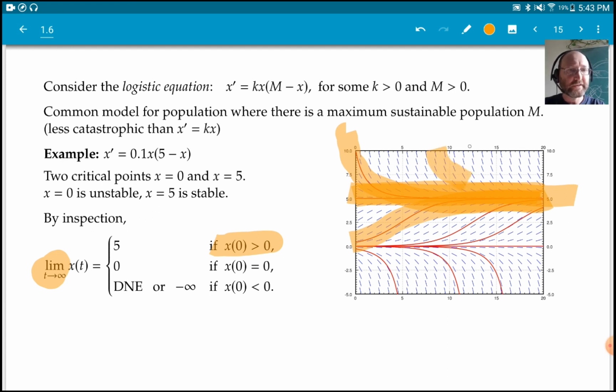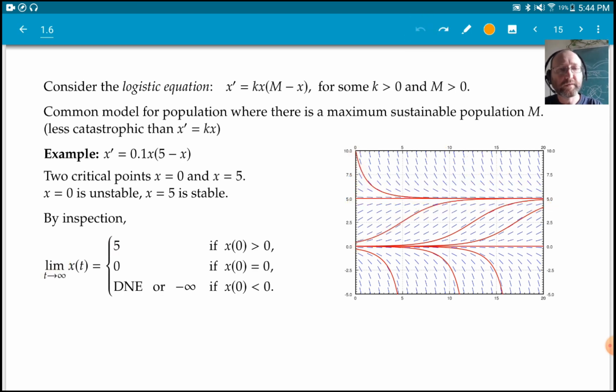because all of these lines are pointing down. And that's what this means: that if the initial condition is positive, eventually I'm at 5. Now, at 0, when the initial condition is 0, well, I stay at 0. I mean, that's the equilibrium solution. So the limit is just going to be 0, and so that's what happens when the initial condition is 0.